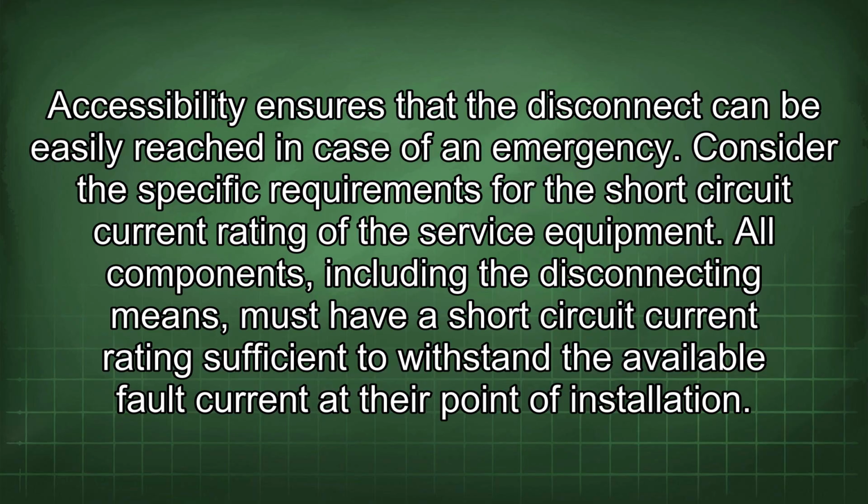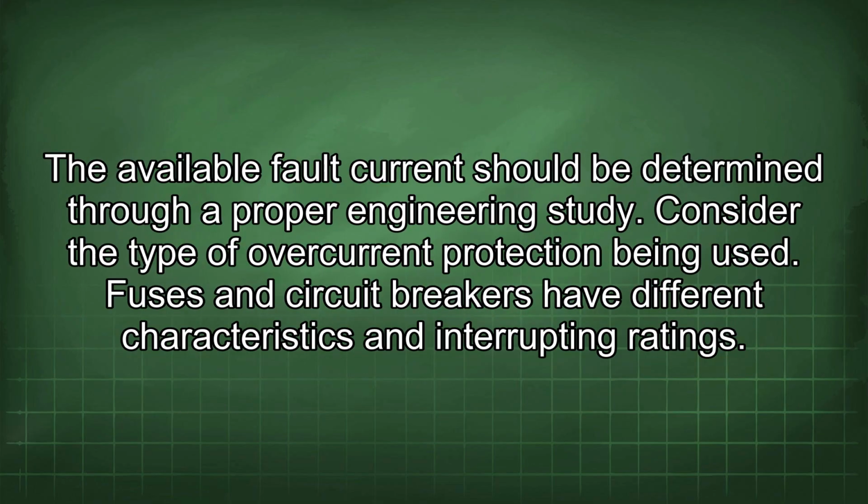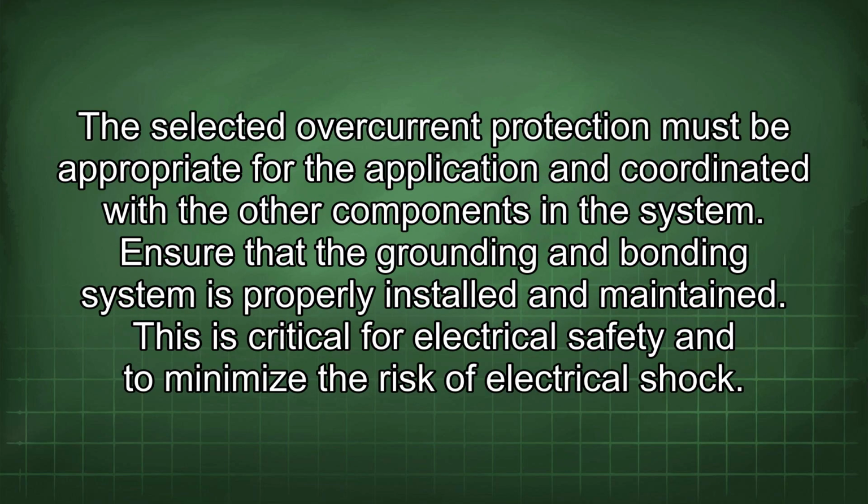Consider the specific requirements for the short circuit current rating of the service equipment. All components, including the disconnecting means, must have a short circuit current rating sufficient to withstand the available fault current at their point of installation. The available fault current should be determined through a proper engineering study. Consider the type of overcurrent protection being used. Fuses and circuit breakers have different characteristics and interrupting ratings. Selected overcurrent protection must be appropriate for the application and coordinated with the other components in the system.